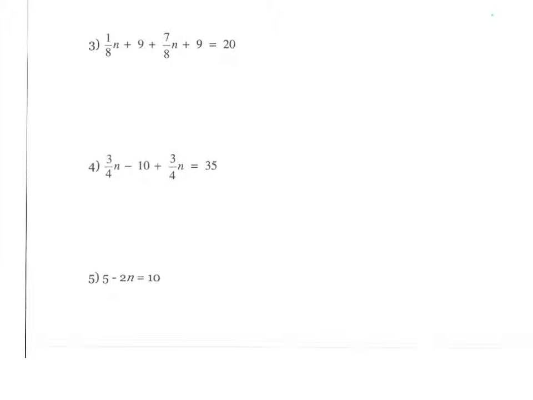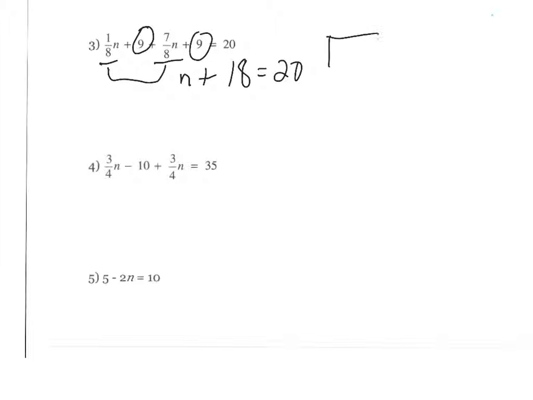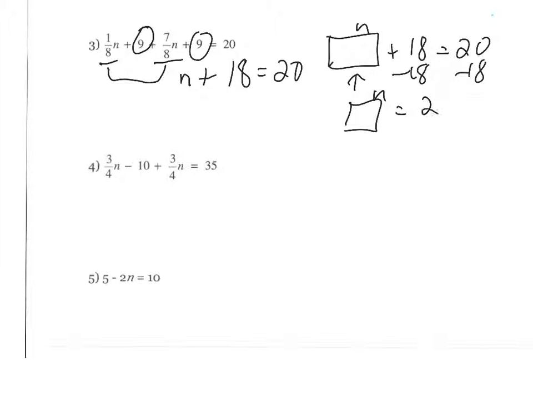And so if we put together 1/8 n with 7/8 n, that gives us a whole n. Now we have a whole n, and we put together 9 plus 9 to get 18. So a whole n plus 18 equals 20. So this box that has n in it, plus 18 equals 20. We want to know what's in the box. So if we take away 18 from both sides, the box without the extra 18 must be 2. So n equals 2.